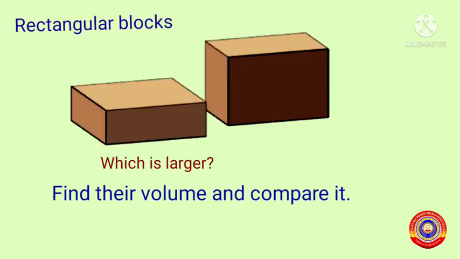Now find out which is larger among these two rectangular blocks. It is very difficult to find out this because the length of the base of both the rectangulars seems to be the same. The first has more breadth than the second one and the second has more height than the first. So, we cannot find out which one is larger by mere appearance. Then, what we have to do is to find their volume and compare it.